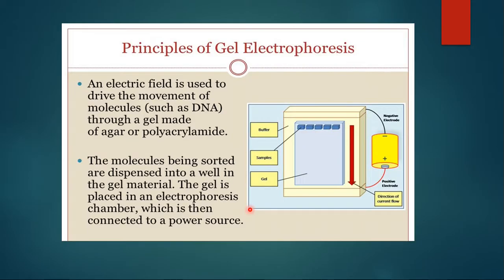Coming to the principle of gel electrophoresis: an electric field is used to drive the movement of molecules such as DNA, RNA or proteins through a gel made up of agar or polyacrylamide. This is the figure showing the gel electrophoresis chamber. The yellow color represents the buffer that is placed in it, and this is the gel that is made. I'll show you the preparation and everything.